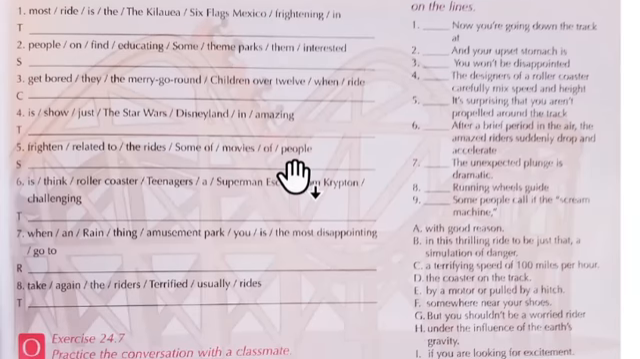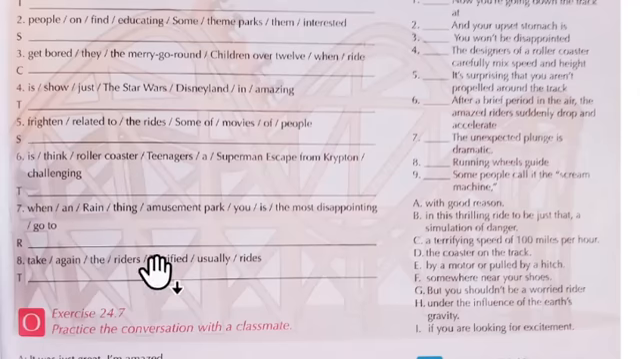And the last one: frightened, related to the rights, some of, movies, people. In this case, you need to use the word of. So you have: some of the rides related to movies frightened people. And you have to answer exercises 6, 7, and 8 by yourself.